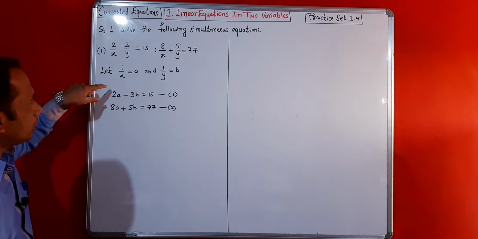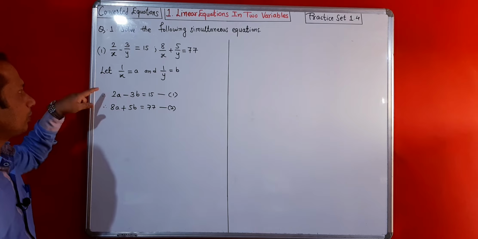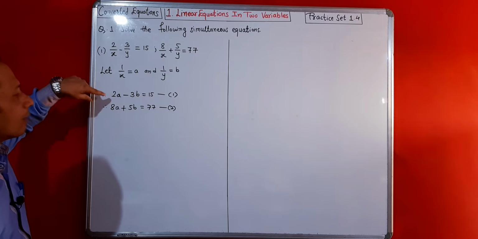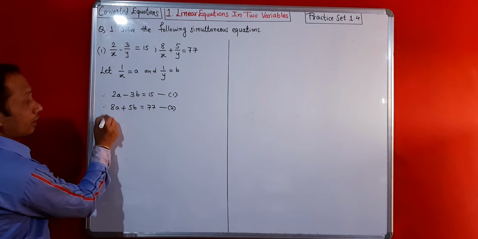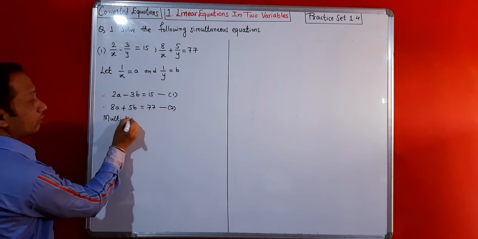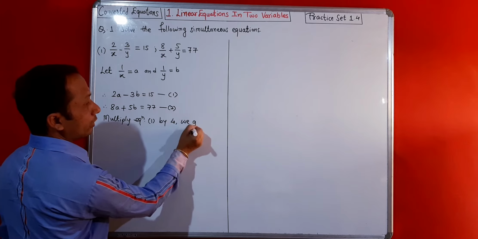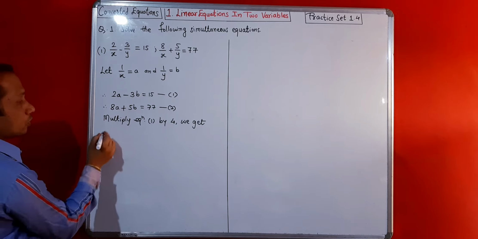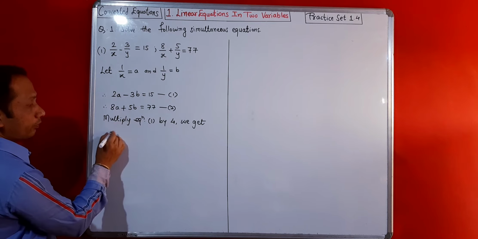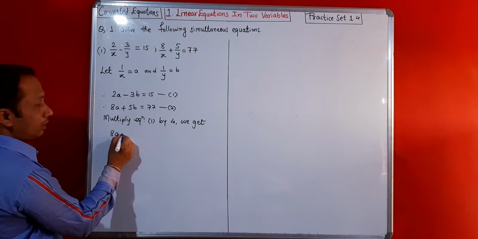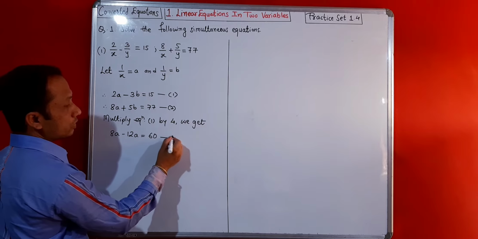Now see that here is 2, here is 8, here is minus 3, here is plus 5, 15, 77. We have to make the coefficient of any one variable the same. So the better way is to multiply the first equation by 4. If I multiply by 4, 2a becomes 8a, minus 3b becomes minus 12b, and 15 becomes 60. So this is equation number 3.